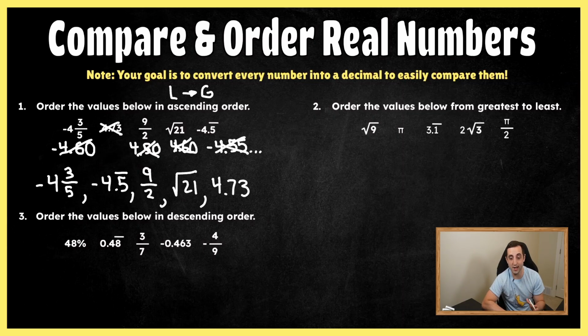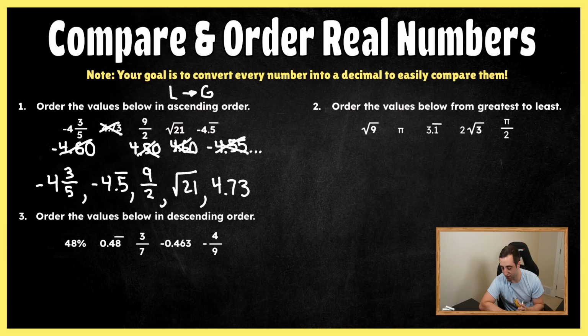I know it takes a little bit of time, but I want to make sure that you know the ins and outs of how to convert all of these into decimals. Now let's go ahead and make our way over to number 2. So this time around, we're ordering the values below from greatest to least, or biggest to smallest.